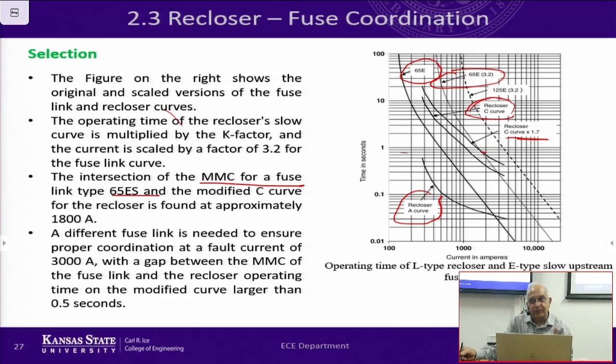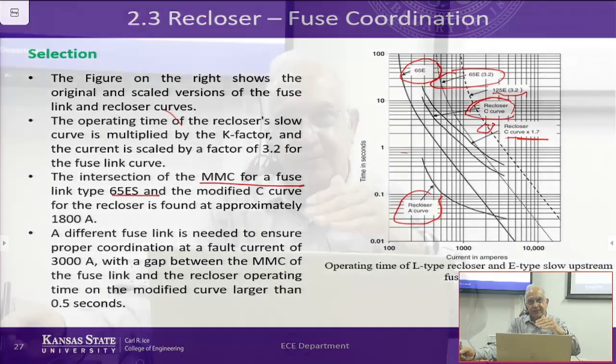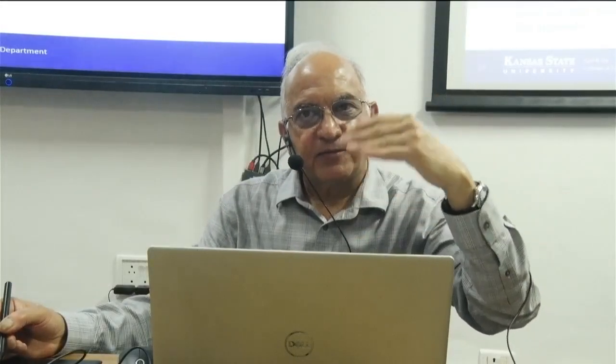So what we have to do is go to the next higher fuse. 65E is too small for that. So we pick the next one, which is shown here, 125E. This fuse is bigger, and that's the one right here. You can see that at 3000 amperes, we have significant margin between the recloser characteristics and the fuse. So we will get proper coordination without any problem. So that is the coordination of the recloser with the fuse on the upper side.